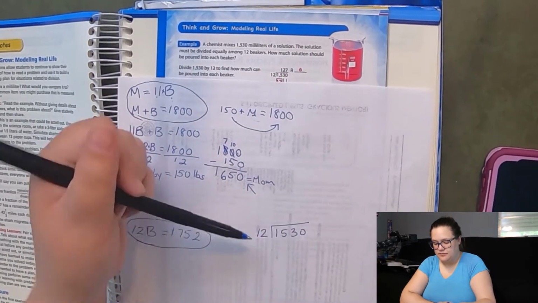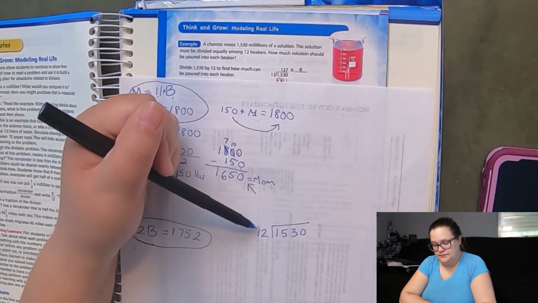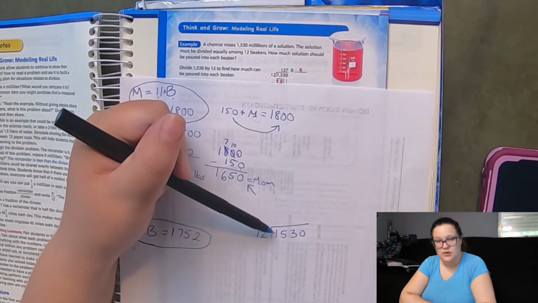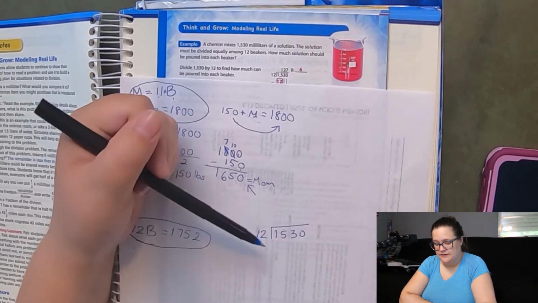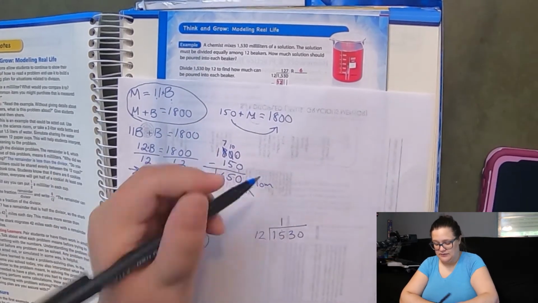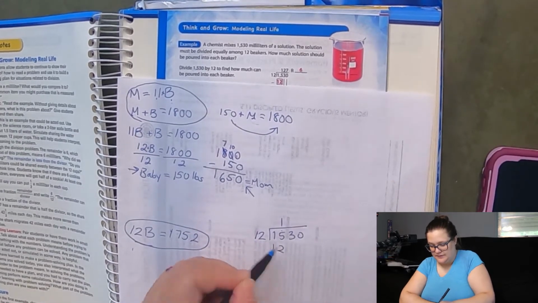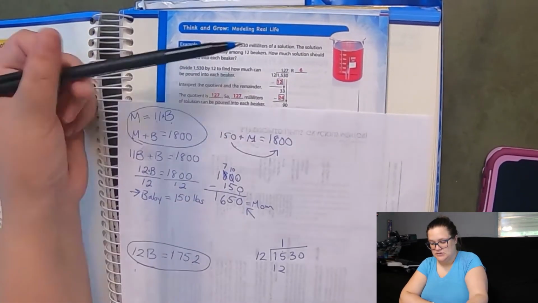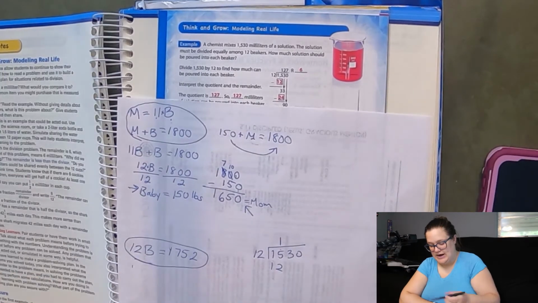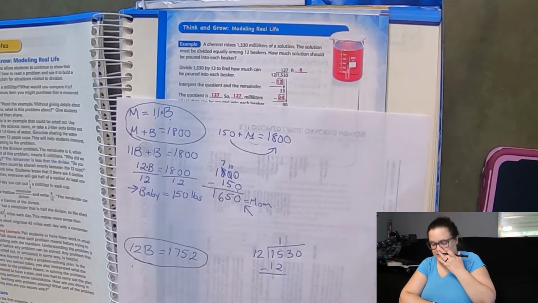Okay, so 12 cannot go into 1. 12 can go into 15 one time without going over, right? So in this box, a 12. Then we subtract. 15 minus 12.